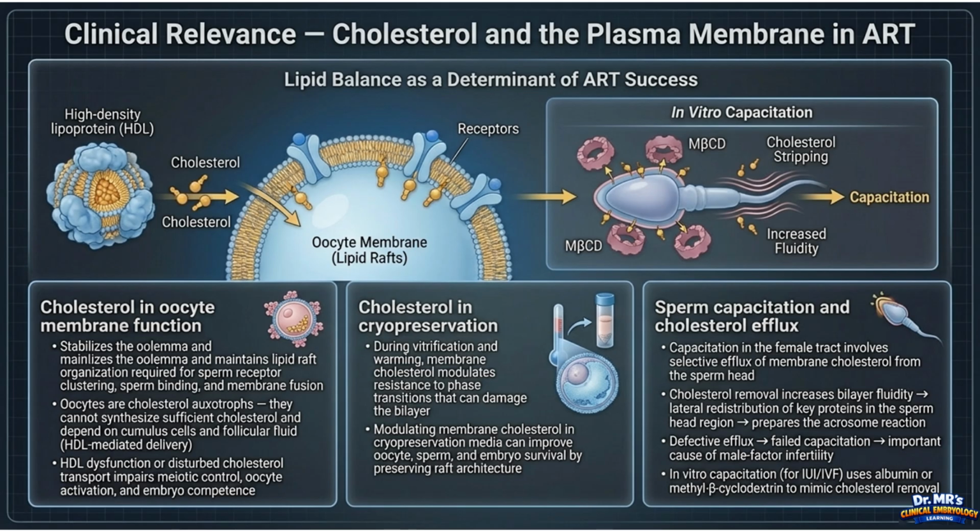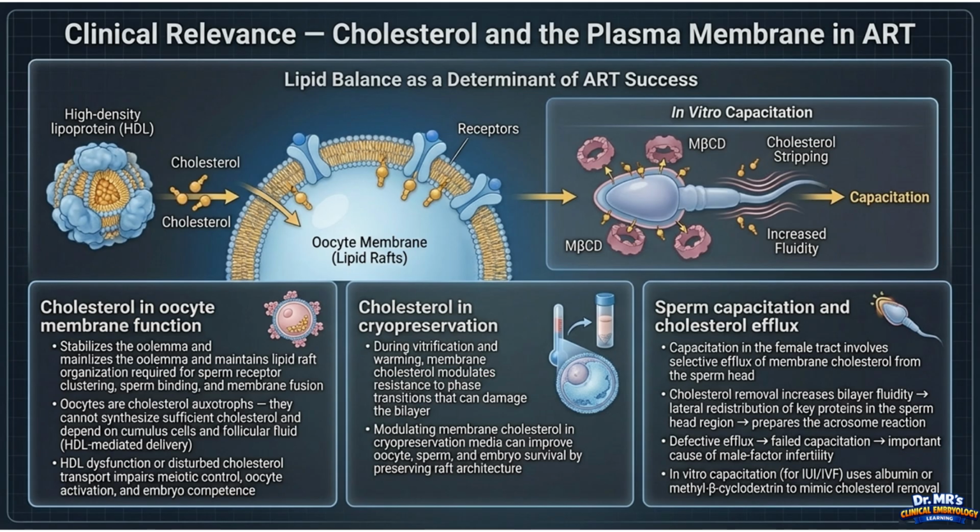This cholesterol removal increases the fluidity of the sperm head bilayer and triggers a lateral redistribution of proteins, including raft-associated signaling molecules, toward the acrosomal region. The resulting changes in membrane organization prime the acrosome reaction machinery. When the sperm subsequently encounters zona pellucida 3 protein at the egg surface, the acrosome can fuse with the plasma membrane and release its lytic enzymes.